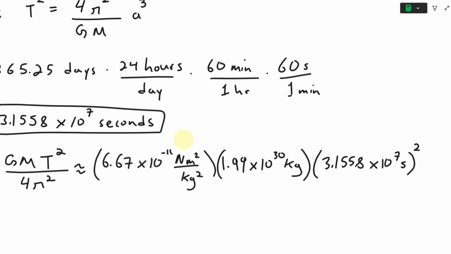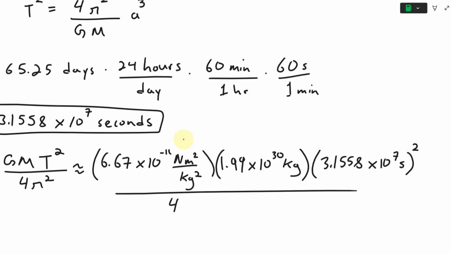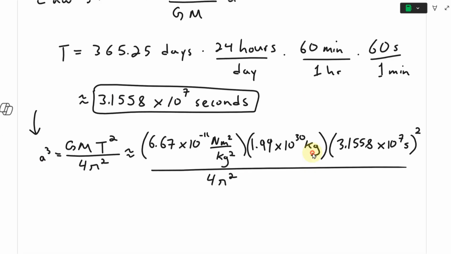All right, and then divide this all by 4 pi squared. Here I just shrunk it all the way inside here. And again, notice the units. We have newtons. Remember, a newton is just kilogram mass times acceleration, so it's going to be kg times meters per second squared.